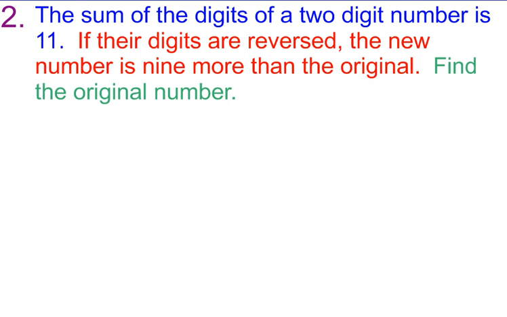So the sum of the digits of a 2-digit number. I'm just thinking in my head right now. A 2-digit number is like the number 23. Well, if I add their digits, 2 plus 3 is 5. So they're saying whatever our number is, when you add its digits, it equals 11.